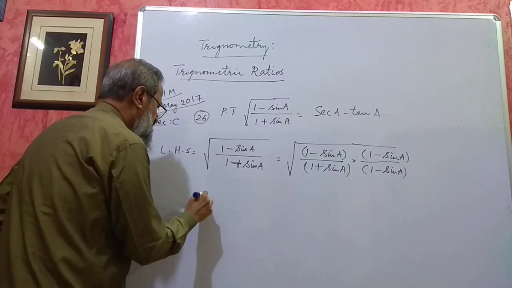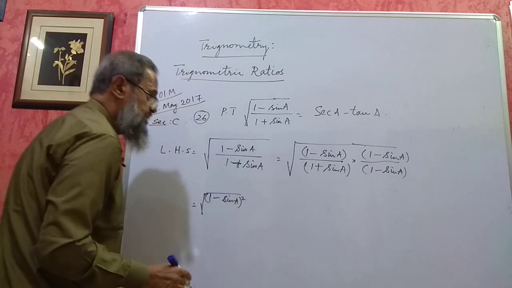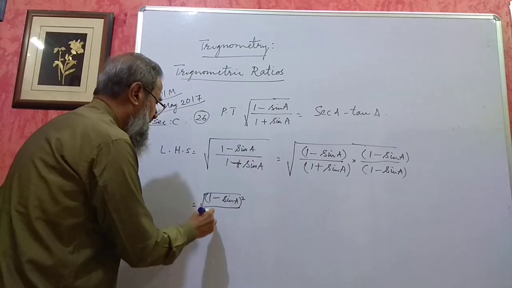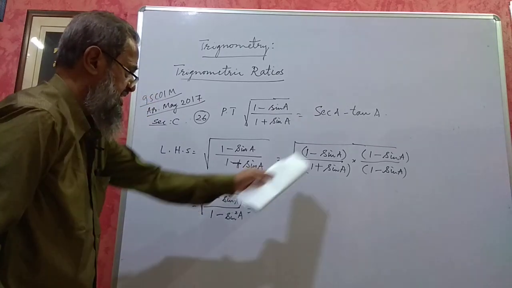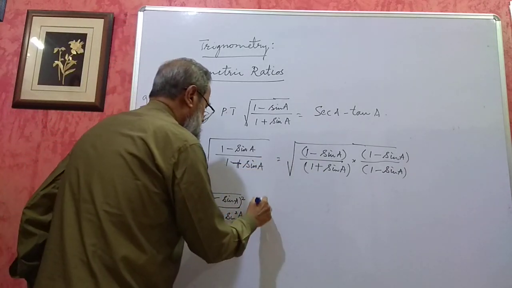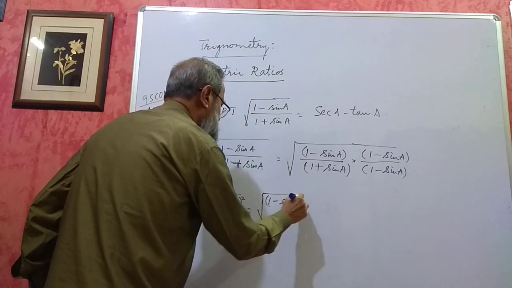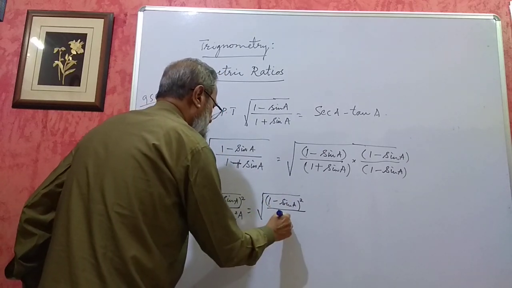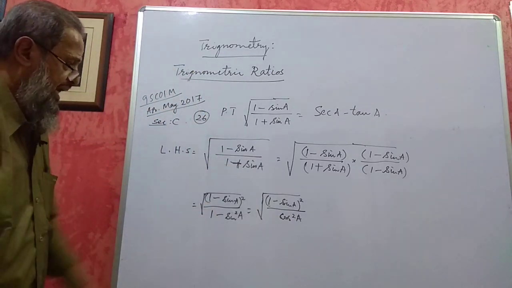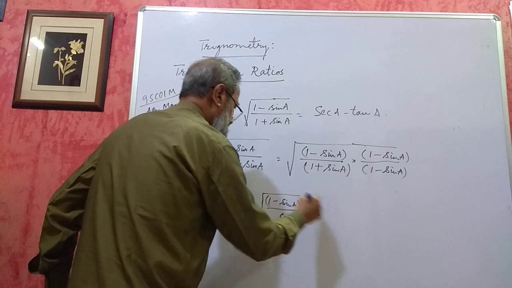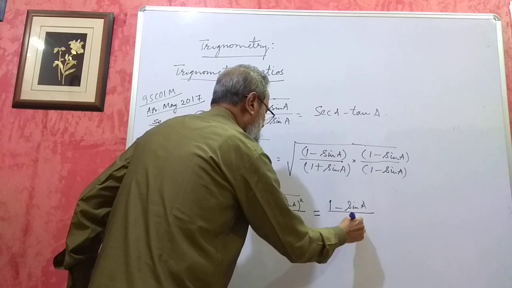The numerator will be root of (1 minus sin A) the whole square. The denominator will be 1 minus sin square A, that is A square minus B square. So this will be (1 minus sin A) the whole square divided by cos square A, since 1 minus sin square A can be written as cos square A. Now take the square root: 1 minus sin A by cos A.